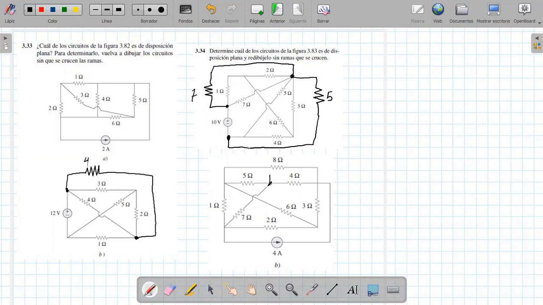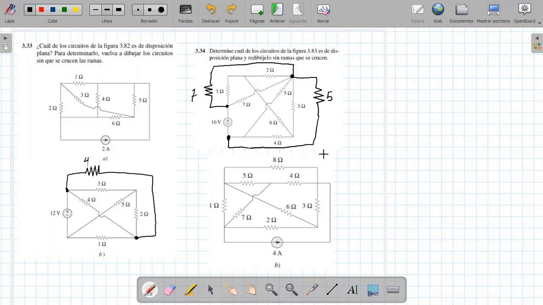If I start here, I don't see where in this rectangle I can get out without going over another one. So if I send it here, I have to go through here. If I send it here, I have to go over it. So for exercise 334 the answer is A.